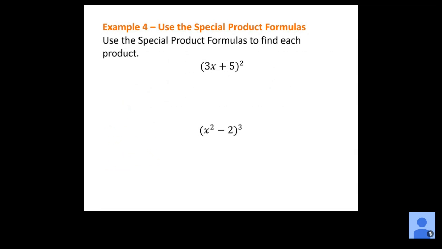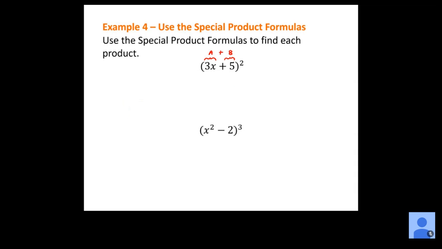All right, so let's use those special product formulas here to find each of these products. So we've got 3x plus 5 all squared. So the first thing I'm going to do here is I'm going to identify the a value and the b value so that I can use those formulas that we just looked at. So remember, this first term right here is going to represent the a value, and then this term right here is going to represent the b value.